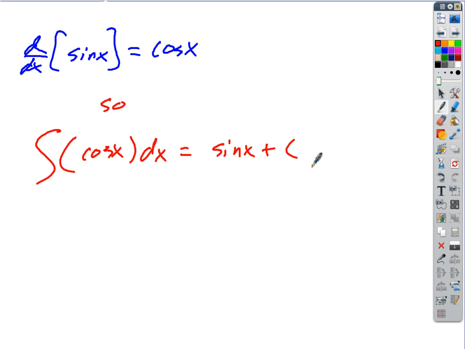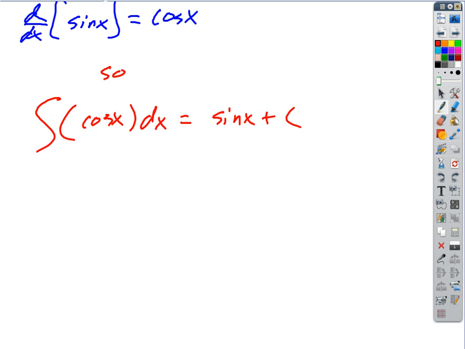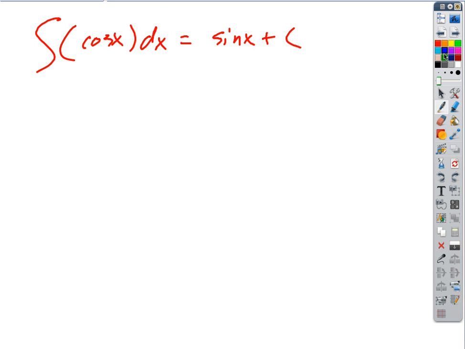Let's just try a couple more. We did a trig one. Let's do a non-trig one. So what if we start off with the power rule? This is one of our formulas. The derivative with respect to x of x to the n is what?